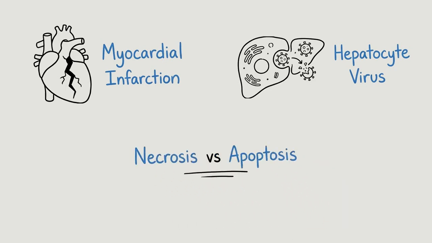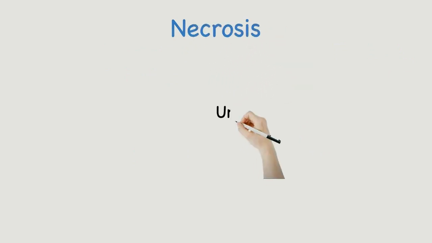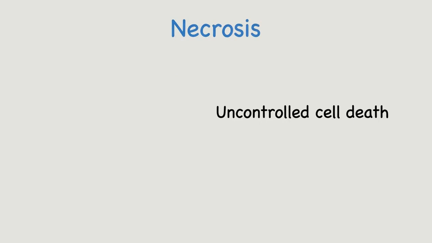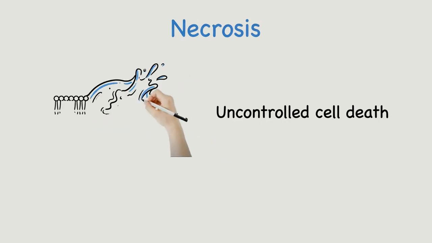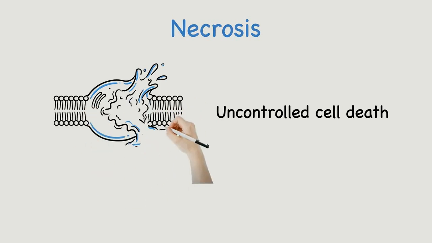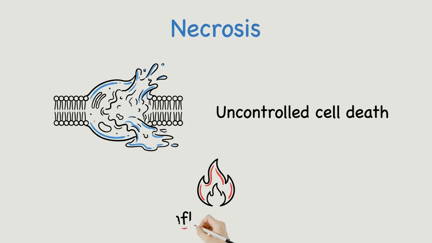Let's build it. Here's the concept that anchors everything else. Necrosis is uncontrolled cell death from external injury. The cell is overwhelmed, its membrane ruptures, and its contents spill into the surrounding tissue. That spillage triggers inflammation, every time.